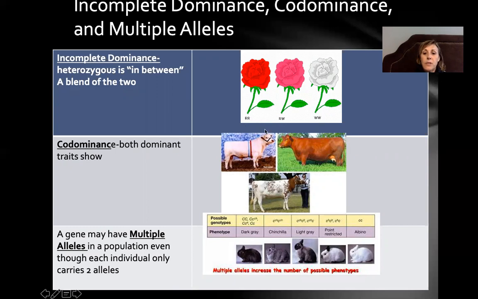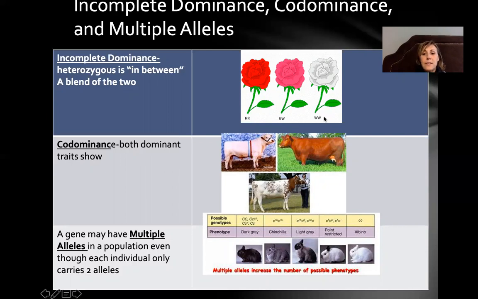When we start working out Punnett squares on these, you're going to use all capital letters. So if it says dominant recessive, use capital lowercase. If it says incomplete, you're going to use both capitals. And if it says codominance, you also use capitals. So say you had a red flower and a white flower.